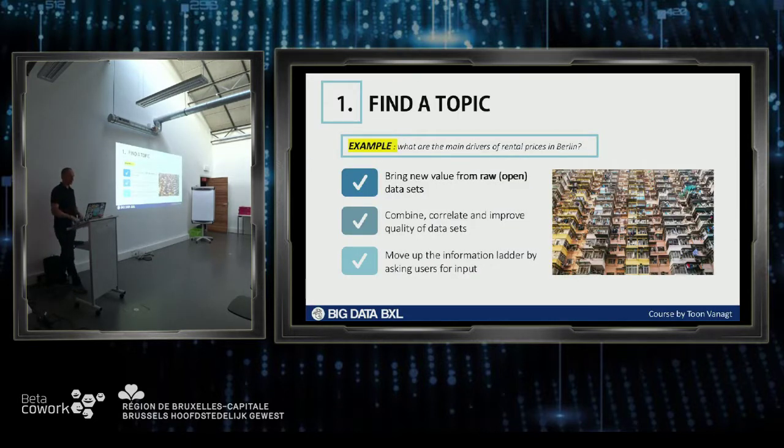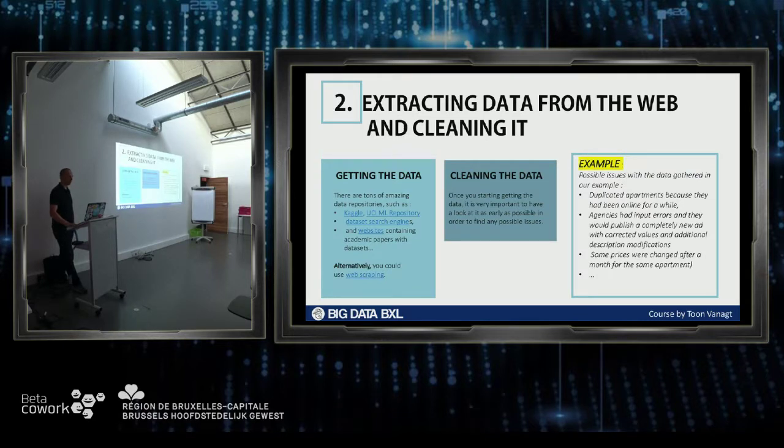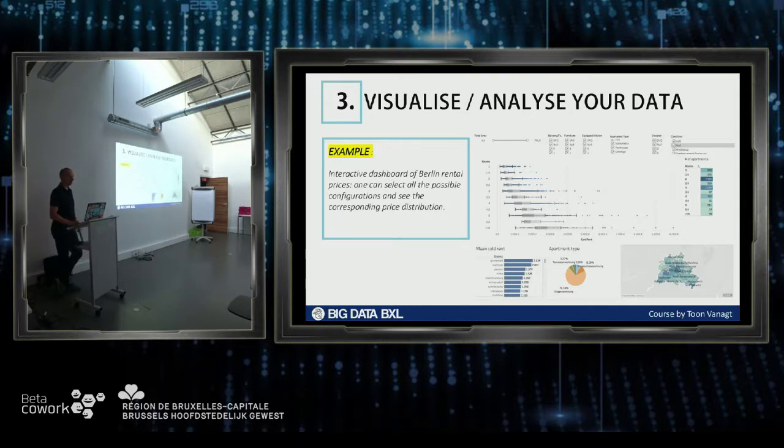So this is about housing prices. What's driving the rental prices in Berlin? They were like, okay, how can we combine data to improve the quality of those data sets and move up the ladder by asking users for input? So what did they do? They got the data, they cleaned it, they made an interactive dashboard, and again they had all these nifty parameters. Does it have a balcony, furniture, equipped kitchen? What type of apartment is it? Is it a penthouse? Is it a more classic apartment? Is it a loft? Does it have an elevator? In what condition is it? Is it new? Is it old? Is it refurbished? And so on.